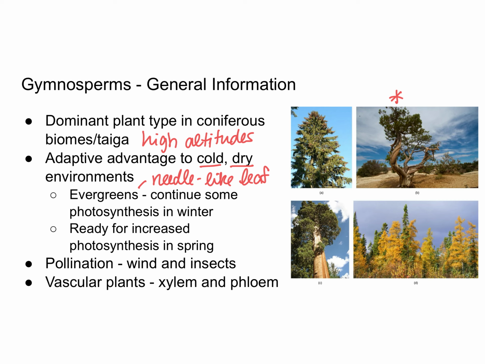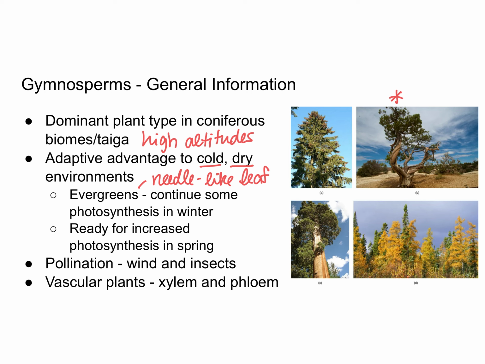And one benefit to being an evergreen is that these plants can actually continue to do some photosynthesis in winter. So even though there is less direct sunlight hitting the planet in wintertime, they still have leaves that have chlorophyll that can do some photosynthesis in order to provide the trees with nutrients. Because they keep their leaves year-round, they're also ready for increased photosynthesis in the spring when the days become longer and there's more sunlight.